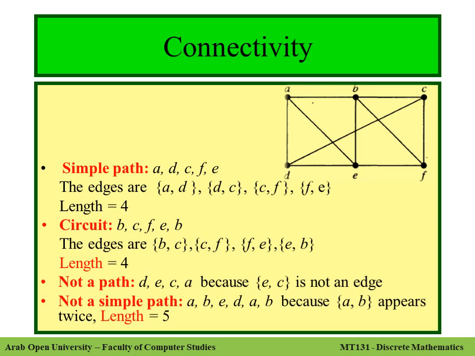Not a simple path. This is certainly a path: A, B, E, D, A, B. Of course A, B is used twice. So the length, this is still a path of length 5 because it used 5 edges, but since AB was used twice, this is not a simple path.